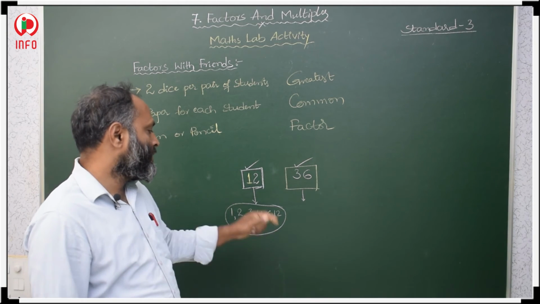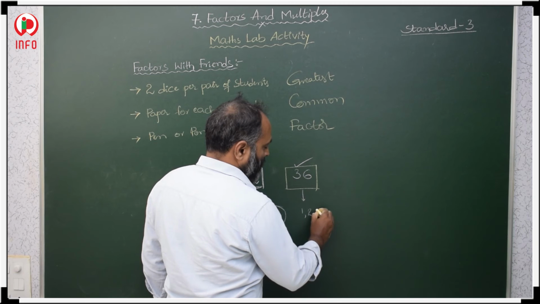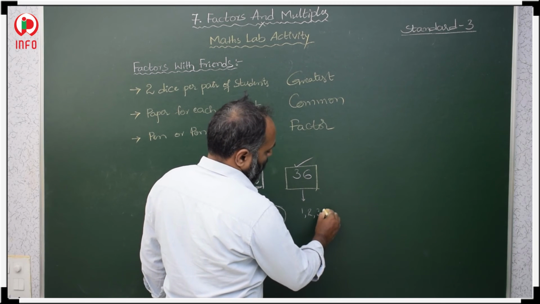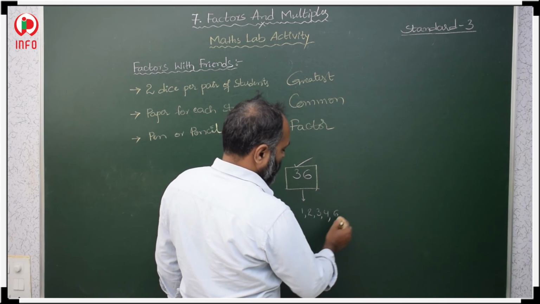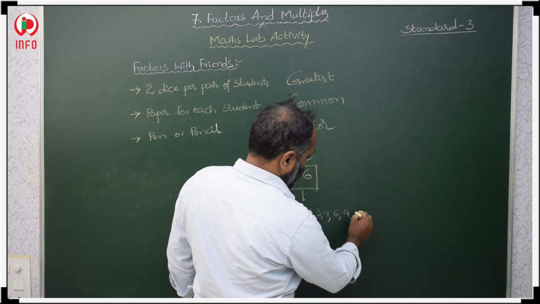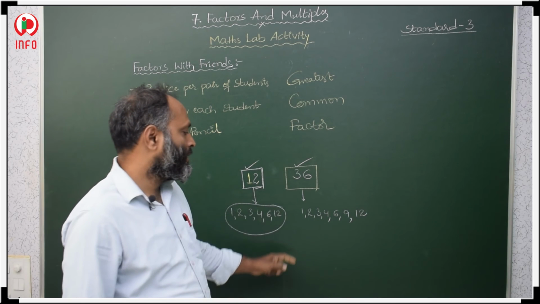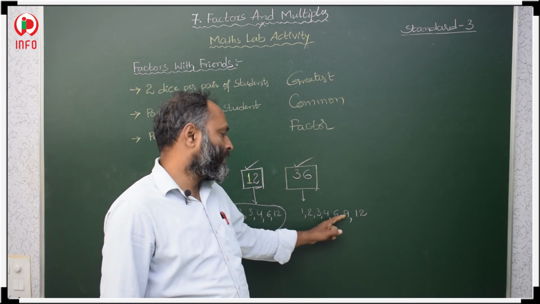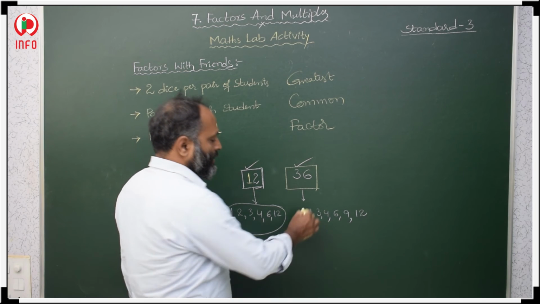And after that, the factors of 36 also you have to write. 1, 2, 3, 4, then 6, then after that 9, after that 12. These are all factors. Okay, 1, 2, 3, 4, 5, 6, 7. 7 factors so far for 36.